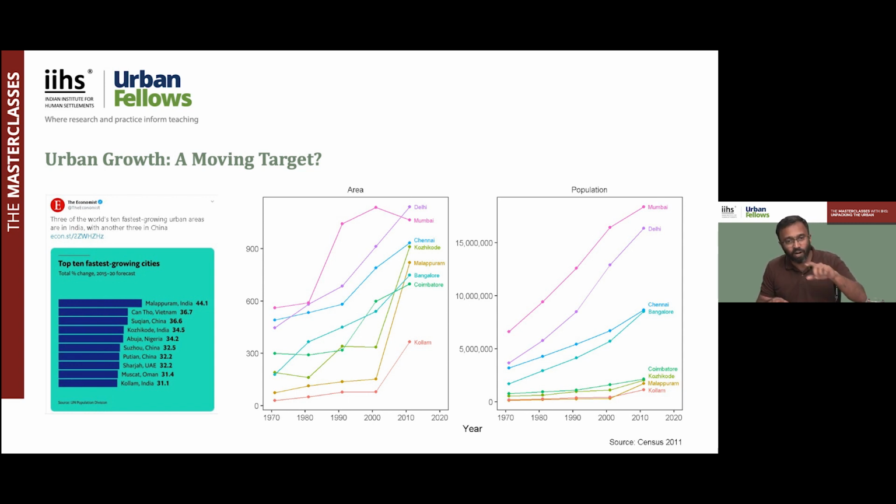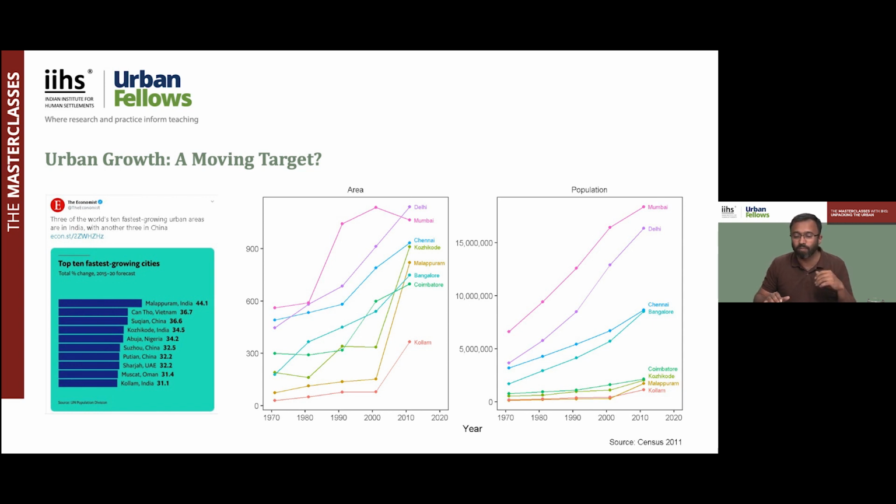So I wanted to quickly show you one curious example. This is a tweet from The Economist a few years ago, I think 4 or 5 years ago, showing that some of the Indian cities, especially relatively small cities and towns from Kerala, are the fastest growing, right? So in their top 20 or something, there were several Kerala towns that appeared as fastest growing, right? So what does it really mean? These are not places that we would imagine to be the fastest growing urban centers.